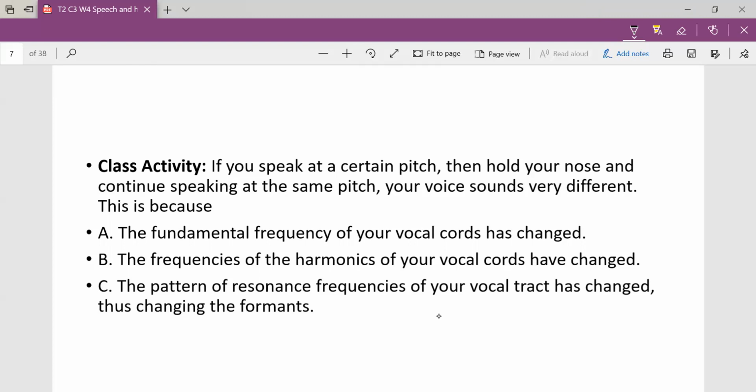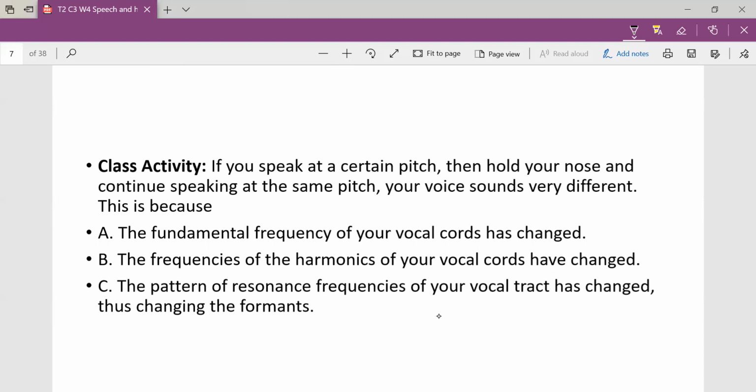A, the fundamental frequency of your vocal cord has changed. B, the frequency of the harmonics of your vocal cord has changed. C, the pattern of the resonance frequency of your vocal tract has changed, thus changing the formant. Which one is the answer?